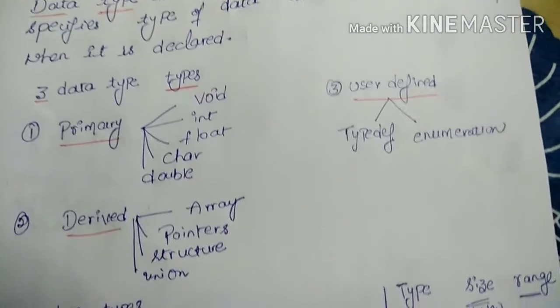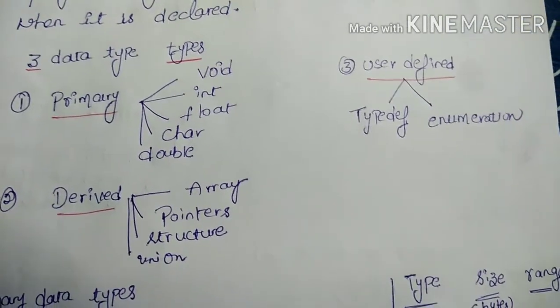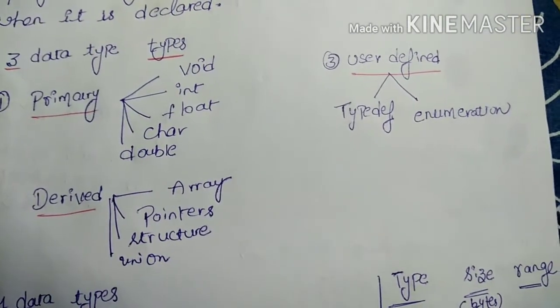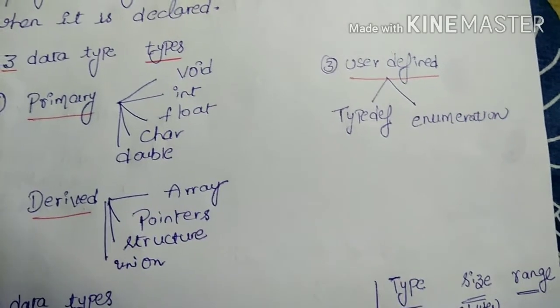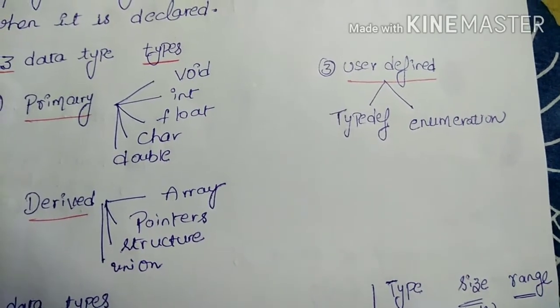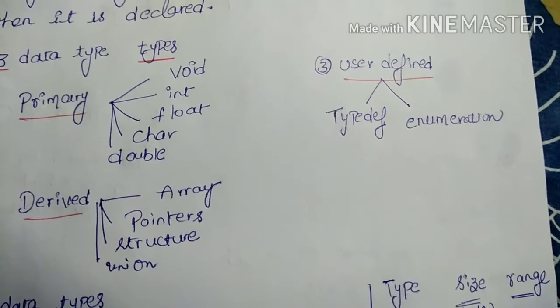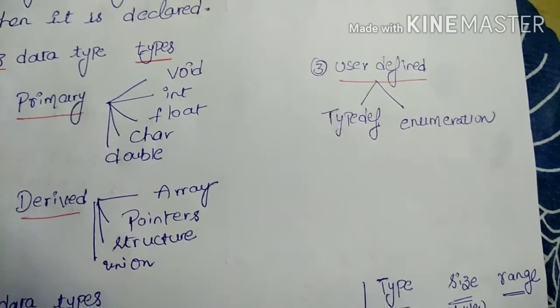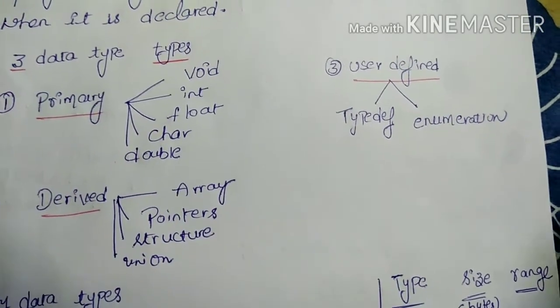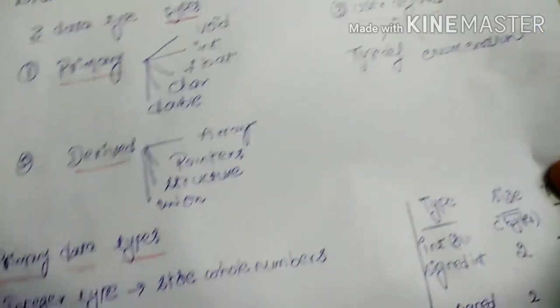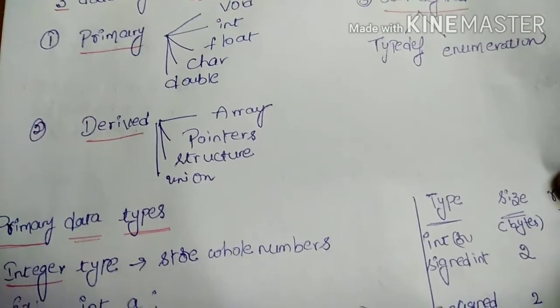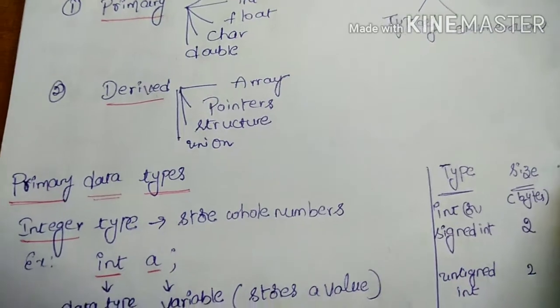There are mainly three types of data types: primary, user defined, and derived data types. What are the primary data types? These are the main data types used to write a simple C program: void, int, float, char, and double. That is void, integer data type, floating point data type, character data type, and double.